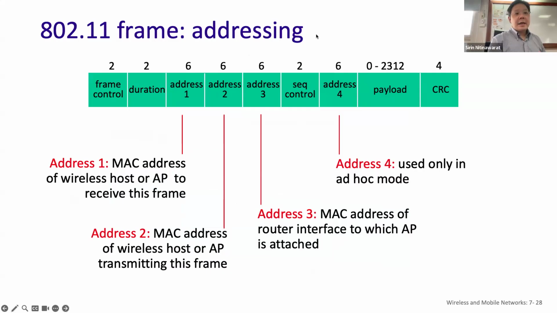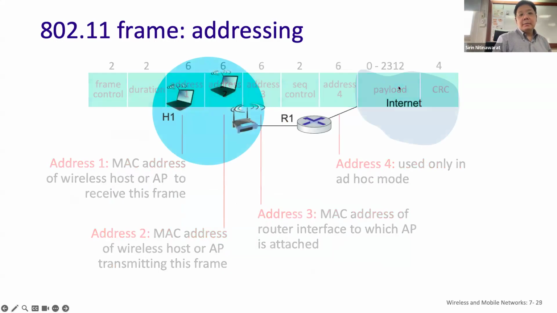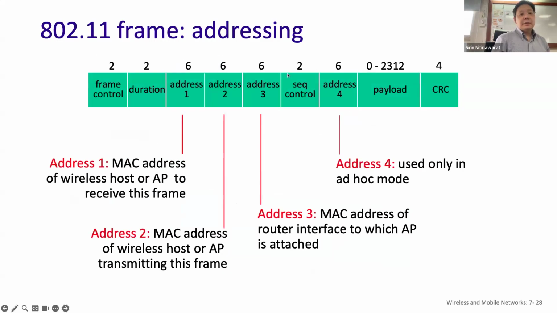Okay. Here's a little more detail of the Wi-Fi frame. The numbers here represent the bytes, right? There are many fields, but I would argue the most important fields are these 4 addresses. We will use 3 in the network infrastructure mode.